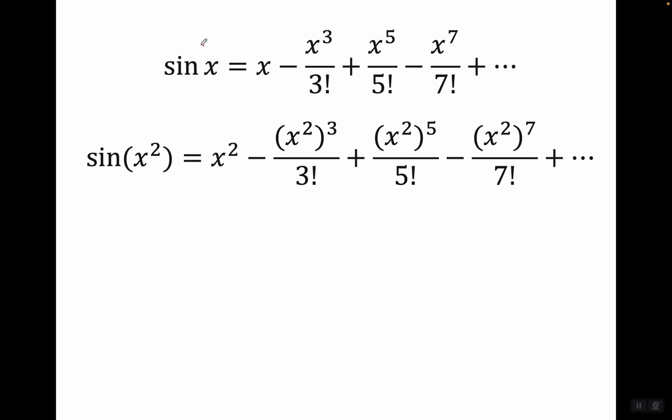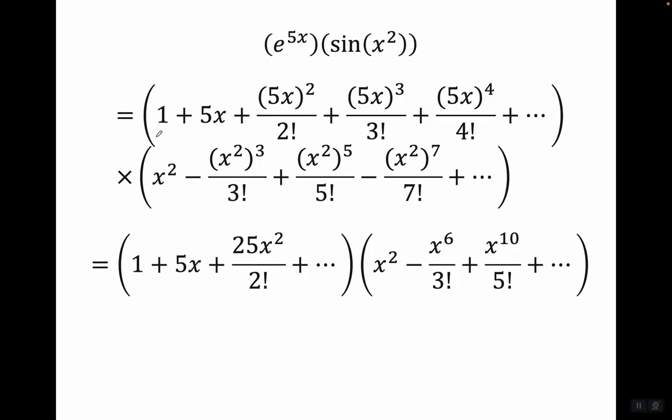Similarly, we have the power series for sine x. That's burned in your brain, hopefully. And to find the power series for sine of x squared, we just use substitution. We replace the x with x squared. So we get x squared minus x squared cubed over 3 factorial plus x squared the fifth over 5 factorial minus x squared the seventh over 7 factorial plus etc.